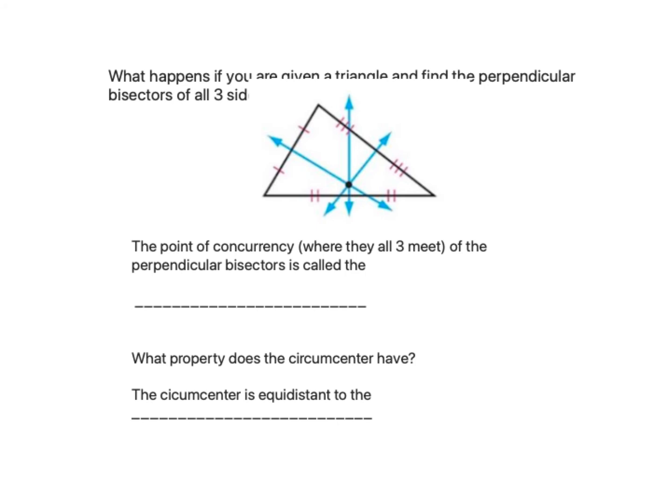Okay, so now we're going to get into what we talked a little bit about with the GeoGebra activity that we did, where if you actually make perpendicular bisectors of all three sides, you find that they all meet at this single point. And that point is called a point of concurrency, where they all three meet, and it is called the circumcenter.